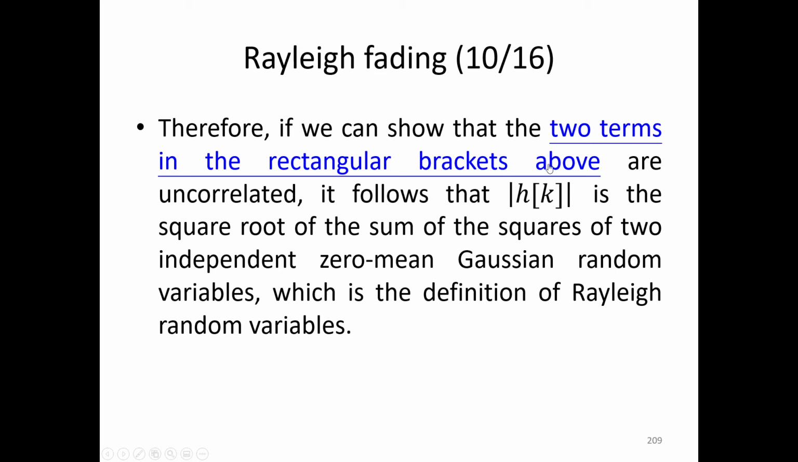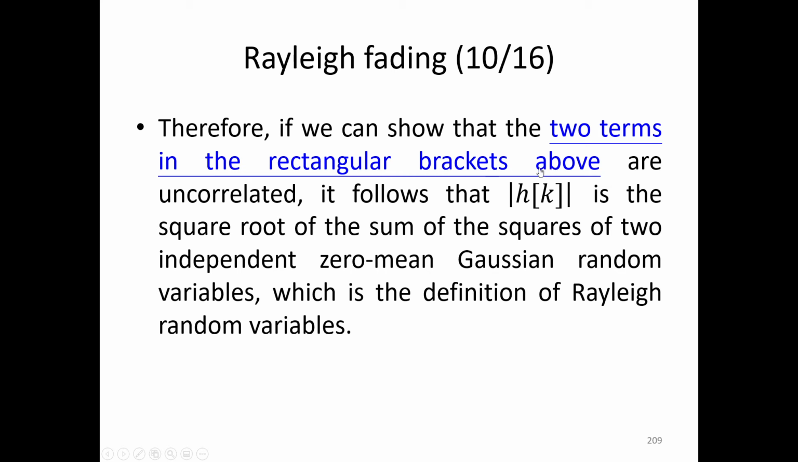the rectangular brackets above are uncorrelated, it follows that the absolute value of h of k is the square root of the sum of the squares of two independent zero-mean Gaussian random variables, which is the definition of Rayleigh random variables. 因此，如果我们可以证明呢，在以上的这个方括号里面的两项是不相关的，我们就可以得知呢 h of k 的绝对值是两个独立而且平均值为0的高斯随机变数的平方的和，然后再开根号。那么这也就是呢瑞利随机变数的定义。Okay, let us review what are two terms in the rectangular brackets above.